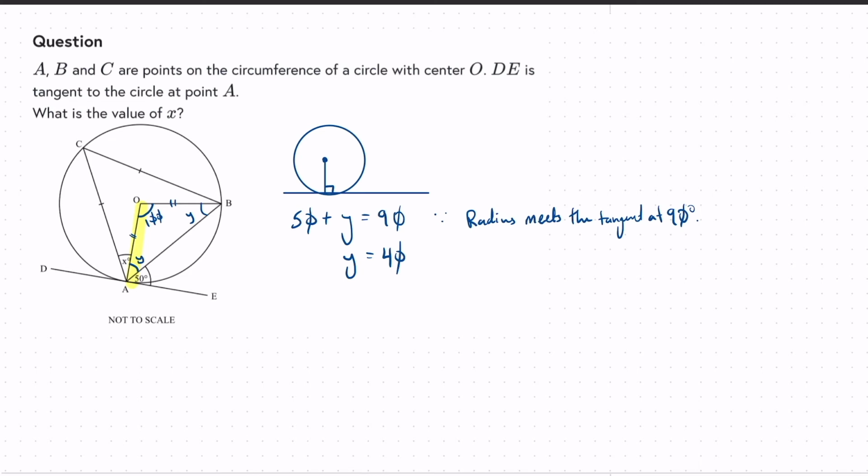Okay, so what else do we know? Well, here we have our inscribed angle theorem. The angle AOB is equal to twice the angle ACB. So 100 equals 2 times something. Let's call this one Z. So what's Z equal to? Well, Z is going to be equal to 100 divided by 2, or 50.